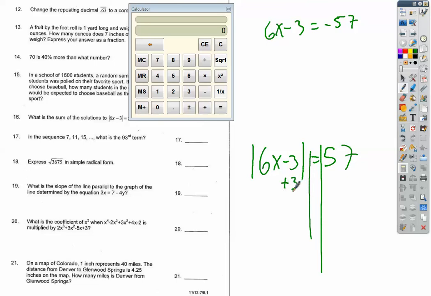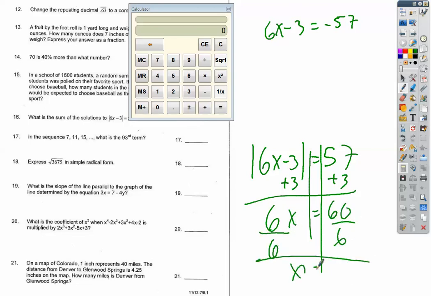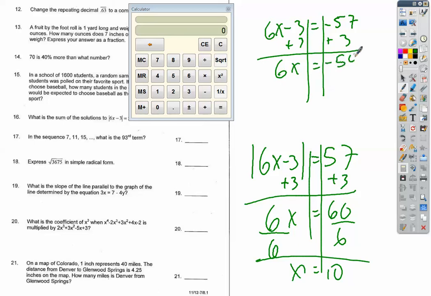So what's the opposite of subtracting 3? Adding 3. So we get 6x is equal to 60, divided by 6, divided by 6. And you get x is equal to 10 over here. So add 3, add 3. Let's get 6x is equal to negative 54, divided by 6, divided by 6. x is equal to negative 9. And it asks us for the sum. Well, the sum of negative 9 plus 10 is simply 1.